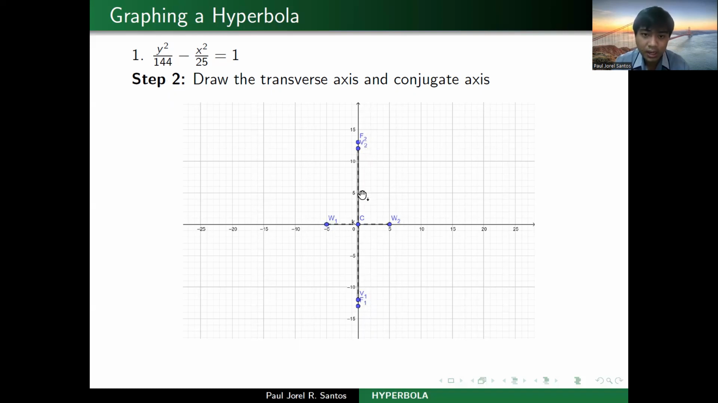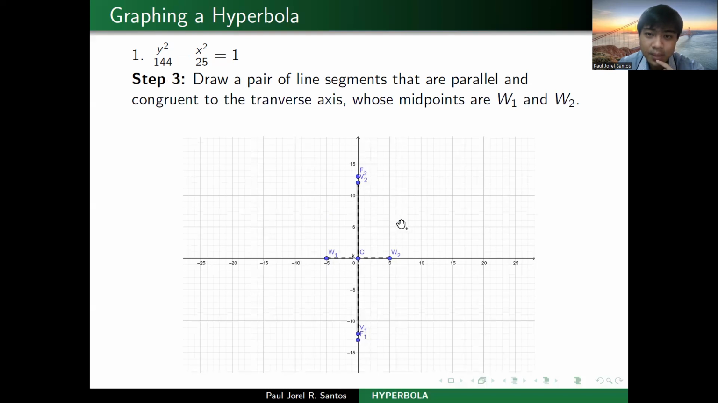As you can see, okay, there is a broken line here, so that you can see, no, that I've put representing the transverse axis. This one is the transverse axis, while this one is the conjugate axis. This line segment is perpendicular to the transverse axis. That's the first one. Second is its midpoint is the center. Okay? Now, let us have the third step.